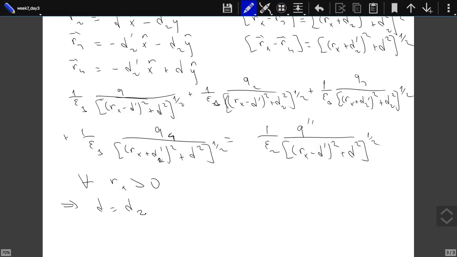Now the third and the fourth terms on the left-hand side cannot have the same functional form as the term on the right-hand side. Because if you just look at the functional forms, on the right-hand side we have Rx minus some positive number squared under the square root. But the third and the fourth terms are Rx plus some number squared under the square root. Since they cannot have the same functional form, my guess would be that their sum should be 0.